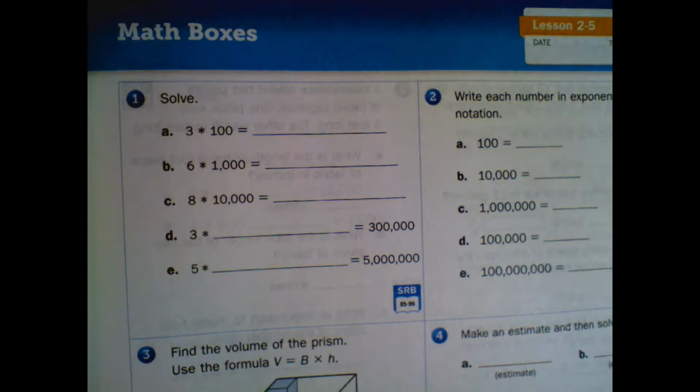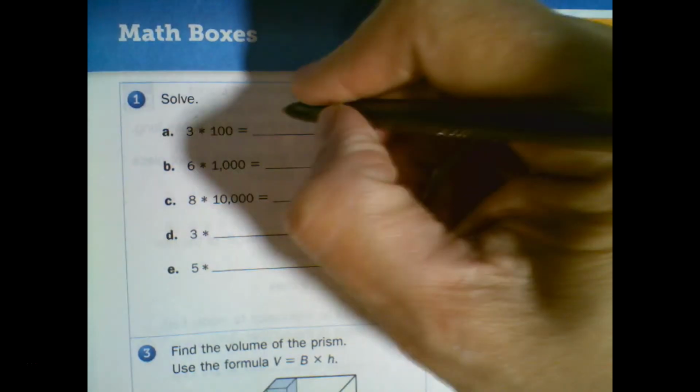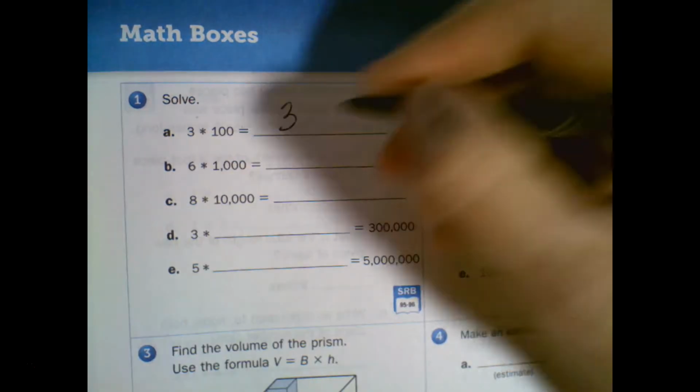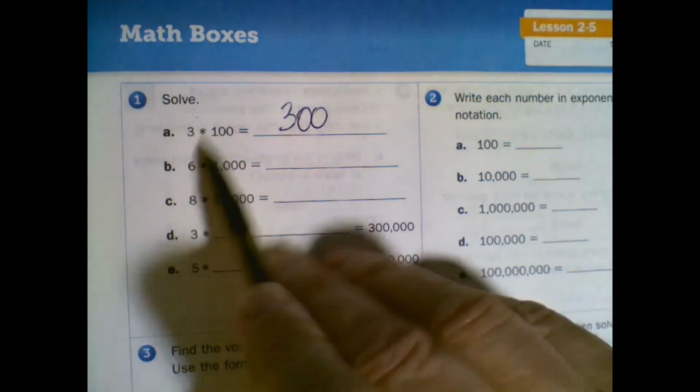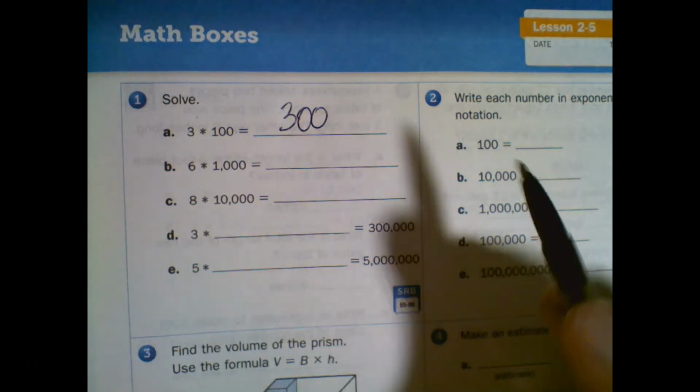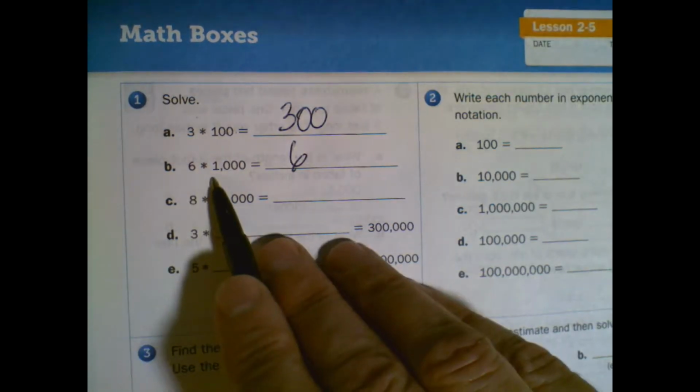Math Journal, page 51, problem number 1. So it's important for us to understand what happens when we multiply numbers by powers of 10, by numbers that end in 0. So 3 times 100, 3 times 1 is 3, and for each 0, my answer has a 0. 3 hundreds, 300. So here I have a 6 times 1 is 6.